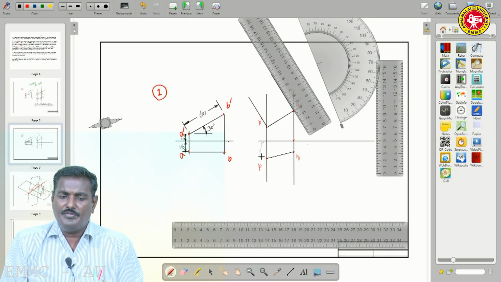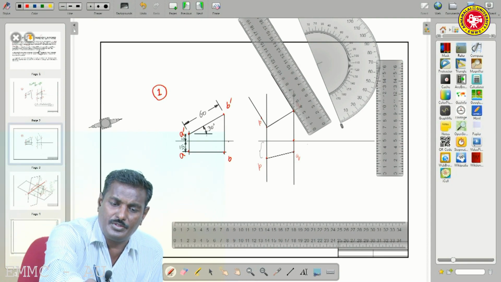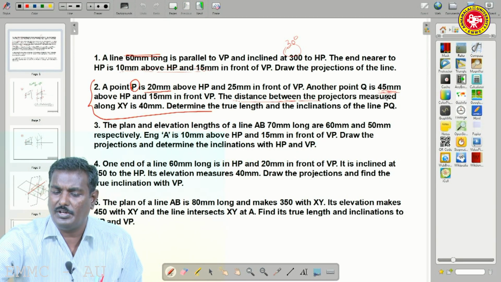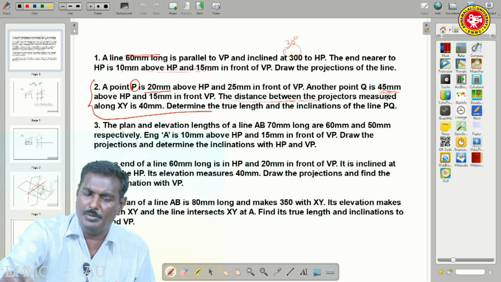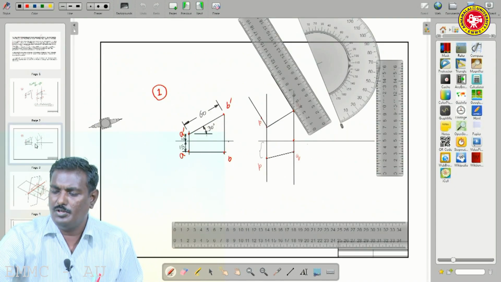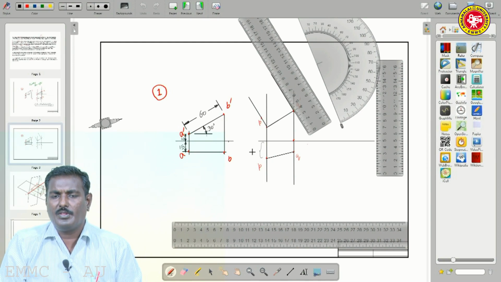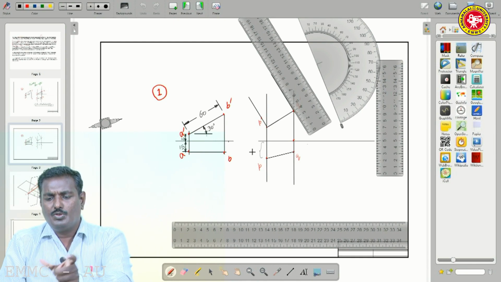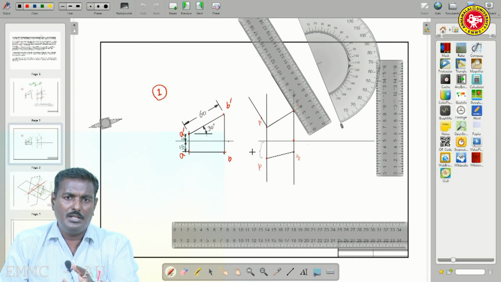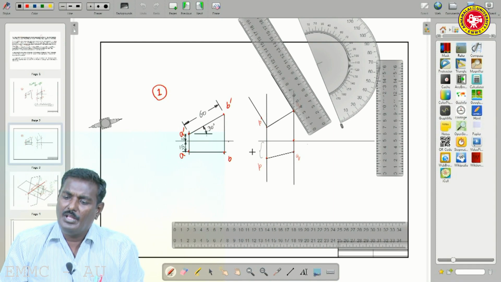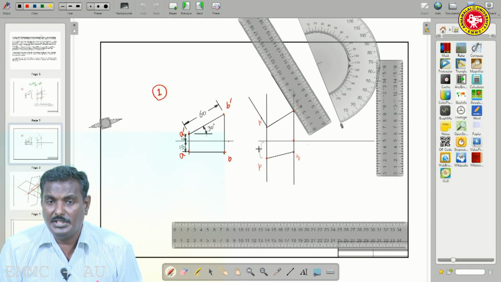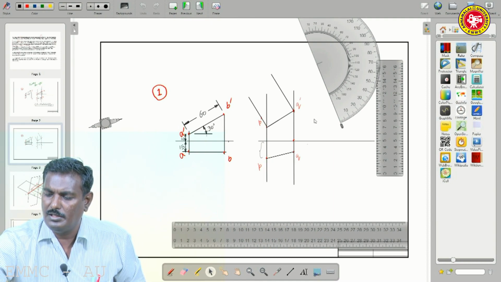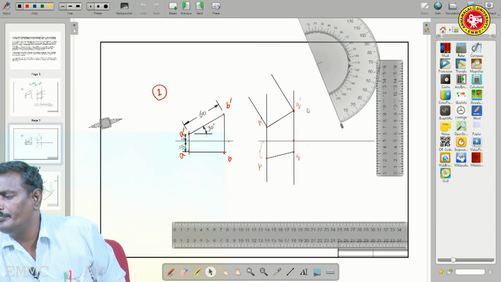So, what about this distance? 45 mm, because that is given in the problem. 45 mm above HP, 15 mm in front of. So, 45 mm, this is 45. Okay. So, you have to draw the dimension also. What I said in problem number 1, the same you have to repeat for this also. 45 mm. For this, now mark it over this perpendicular line.